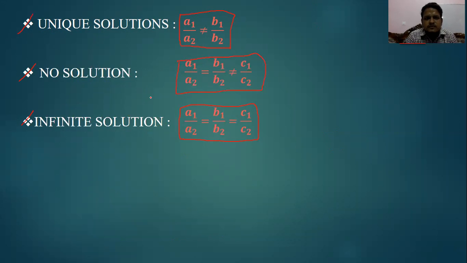Okay, so we want to find out those solutions. That is, we want to find the values of x and y which satisfy the given pair of linear equations. So we will see, first, the graphical method. After that, we will see the elimination method, which is a very convenient method to solve a pair of linear equations.